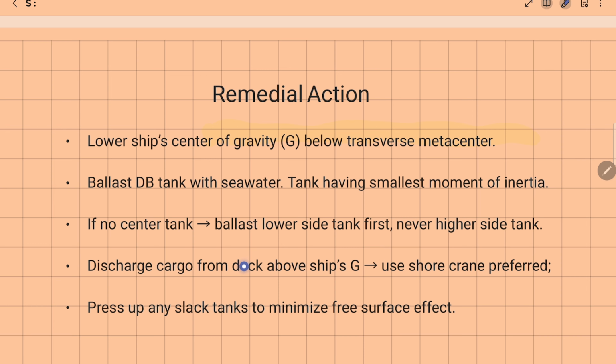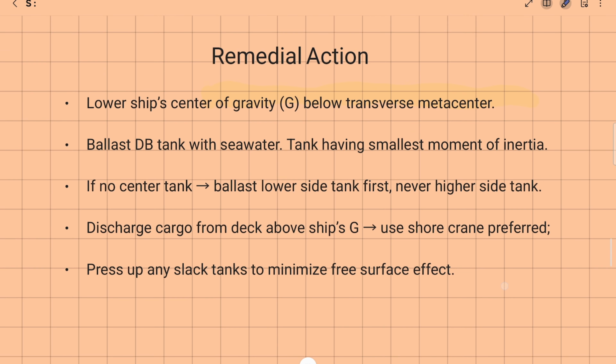When you are discharging cargo from deck, in this case, the cargo from the higher side should be discharged first, not from the lower side. When we are ballasting, we ballast the lower side tank first. But if we are discharging, we discharge from the higher side of the vessel.